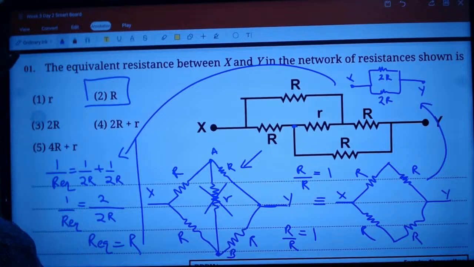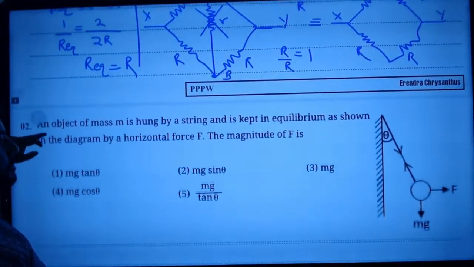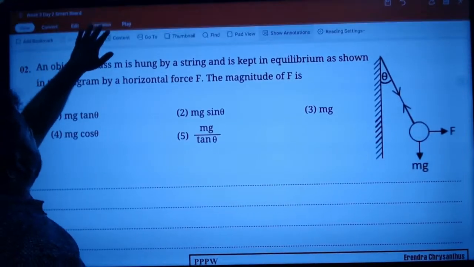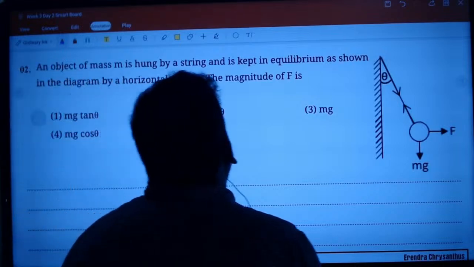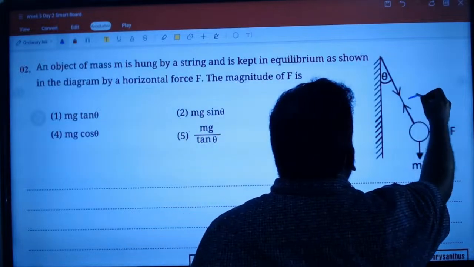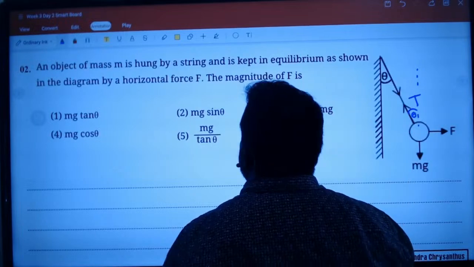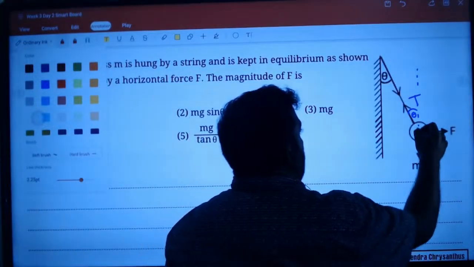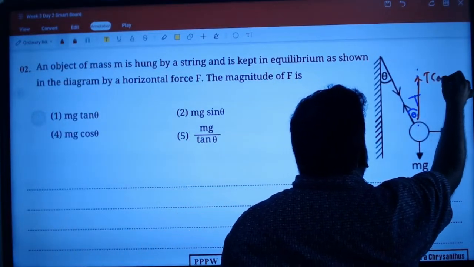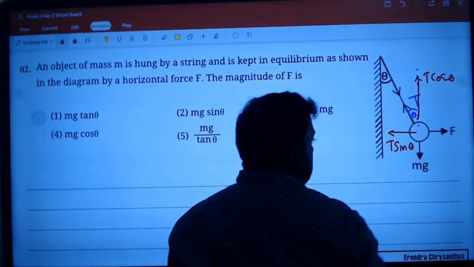Okay, now moving on. Question number 2. Have a look. An object of mass m is hung by a string and is kept in equilibrium. So tension here, if this is theta, we can take components. You have T cos theta balancing mg, and T sin theta balancing the force.